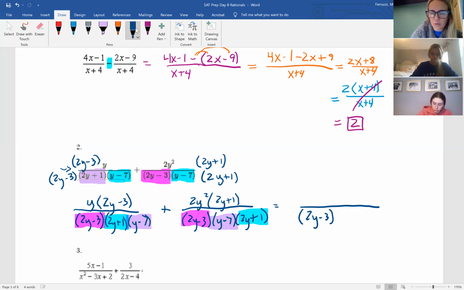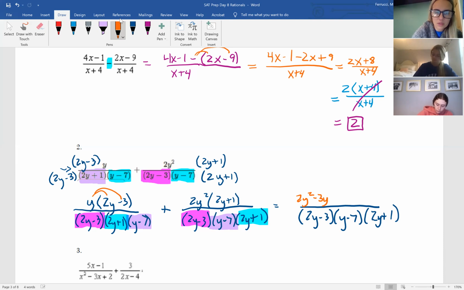it's all just going to be over the one denominator. And we can now condense the numerator. Okay, so the numerator, if we distributed that, we'd get 2y squared minus 3y. Bring over the plus sign. And we're multiplying by 2y squared, so plus 4y to the third plus 2y squared.